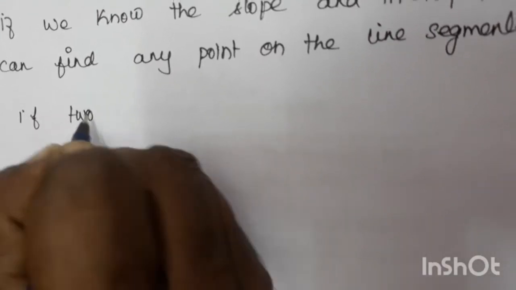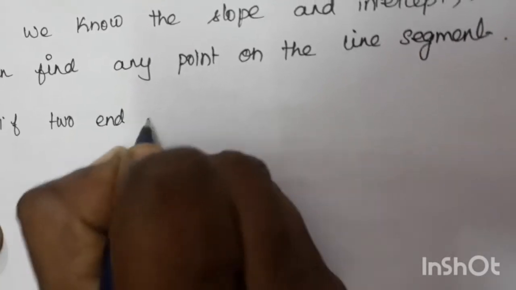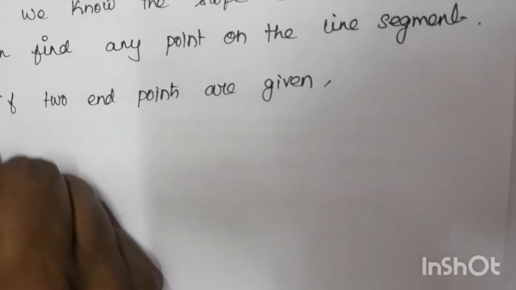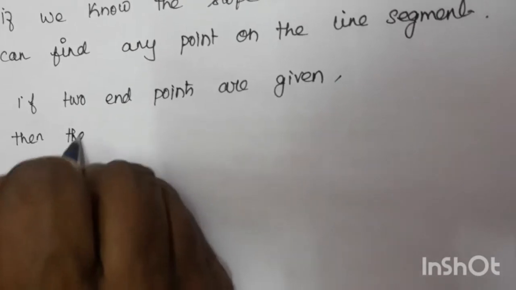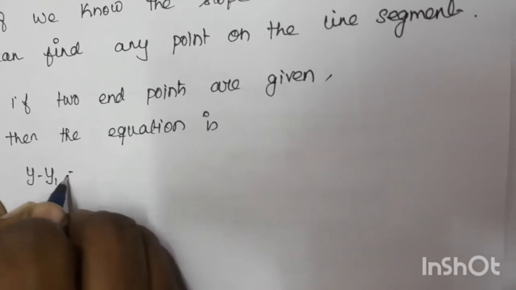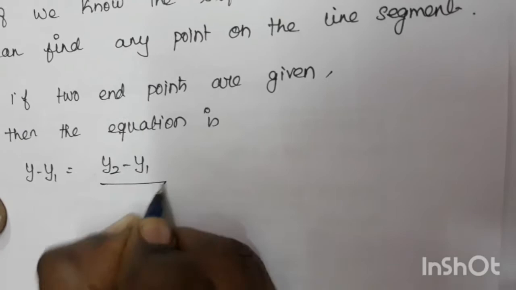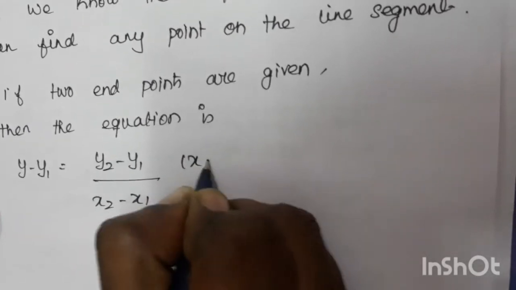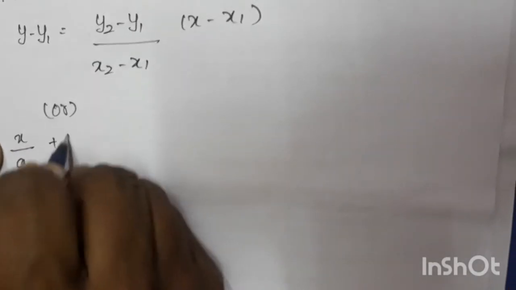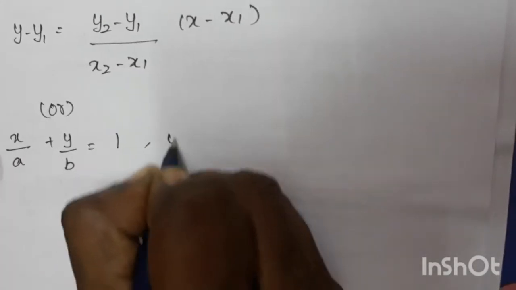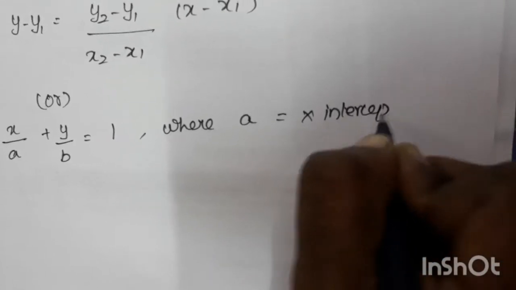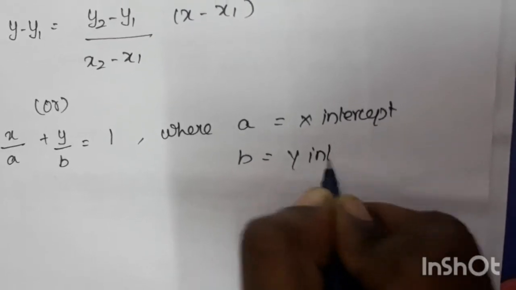If two endpoints are given, then the equation is y minus y1 is equal to (y2 minus y1) divided by (x2 minus x1) into (x minus x1), or x by a plus y by b equal to 1, where a is x-intercept and b is y-intercept.